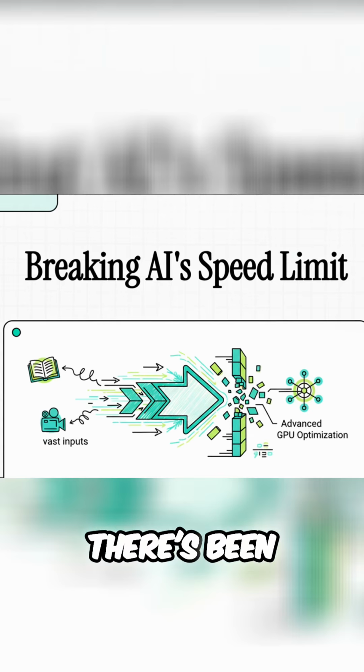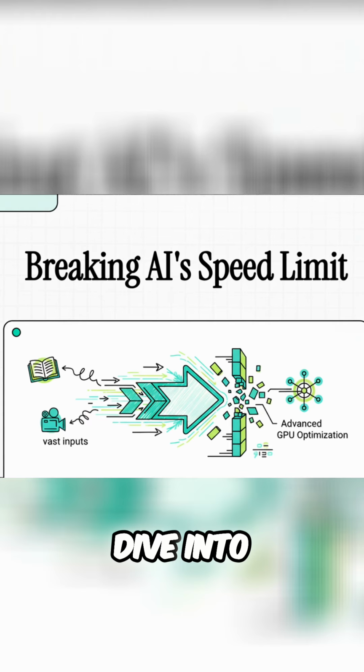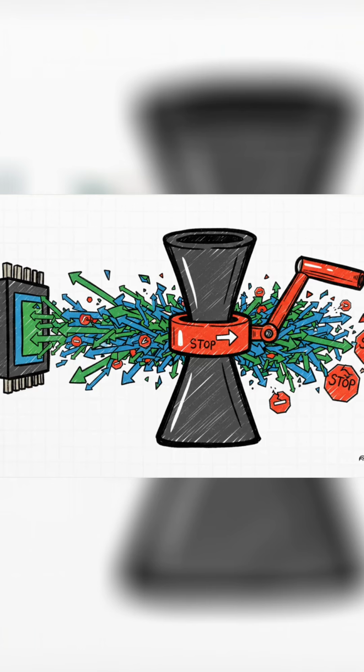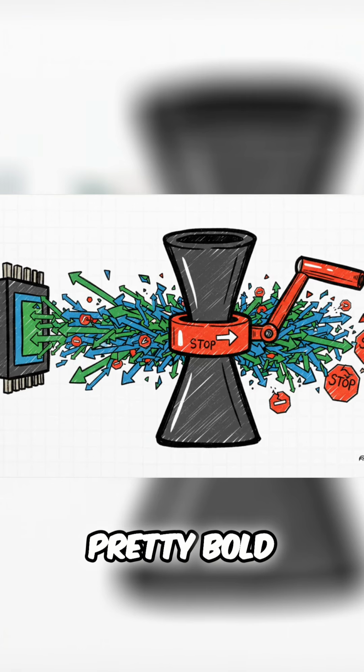For years, there's been this invisible speed limit holding AI back. Well, today, we're going to dive into FlashAttention3, the absolute breakthrough technique that just completely shattered it. I know, that's a pretty bold statement, right?